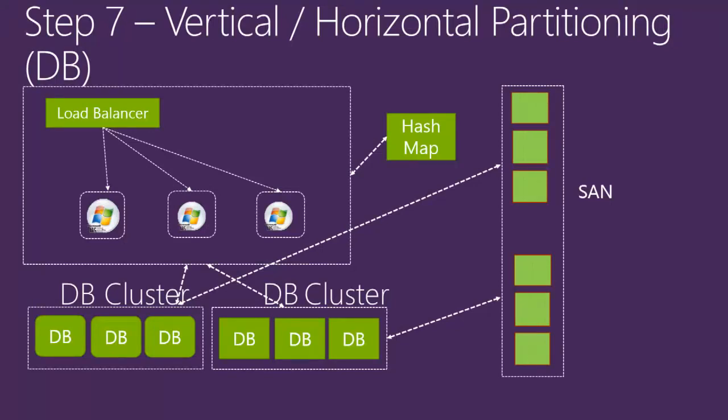And that's why I have a hash map. And this is, again, the storage area network. So if you take the DB cluster, the actual files are here. And then the DB cluster 2, the files are right here. But again, you could still have the same storage area network.